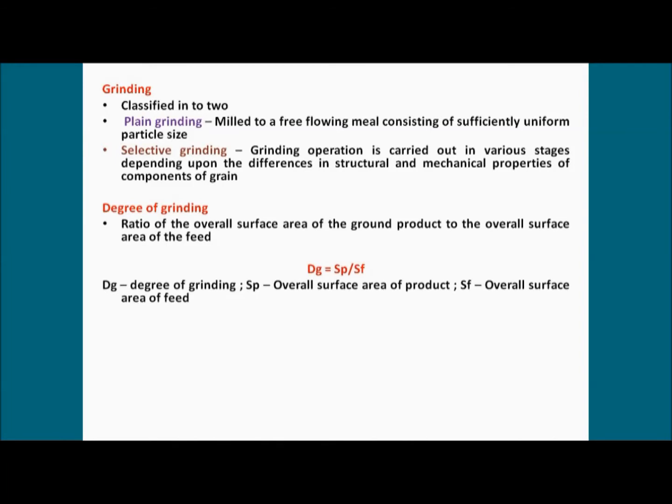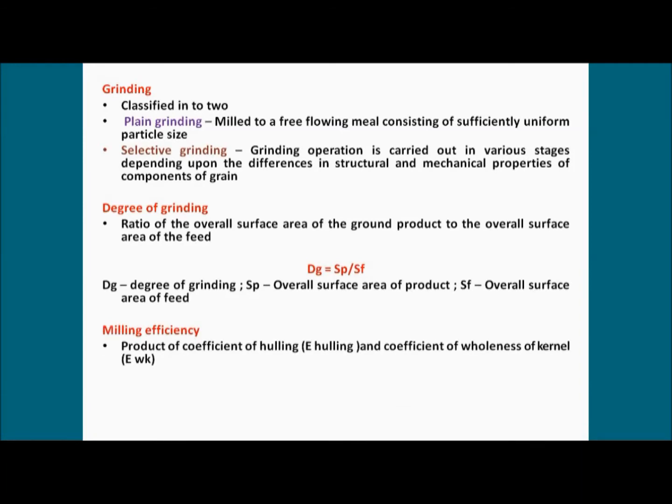Apart from grinding, we also have one principle, which is known as milling. So milling efficiency, if somebody asks you what is milling efficiency, milling efficiency is simply the coefficient, or you can say it is a product of the coefficient of hulling, also known as E hulling, multiplied by the coefficient of the wholeness of the kernel, EWK.